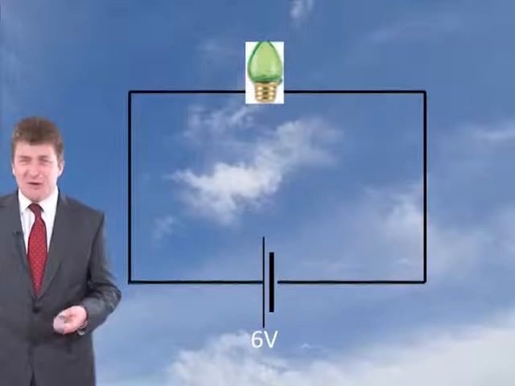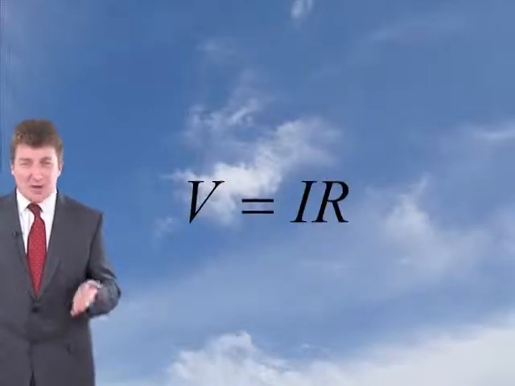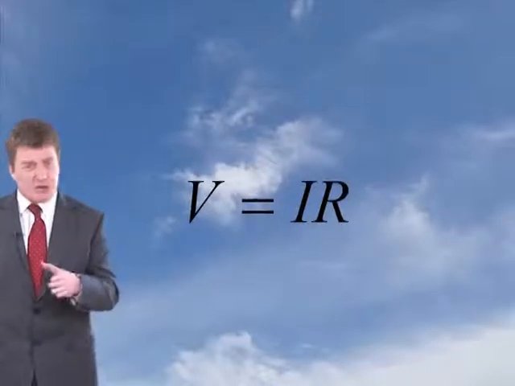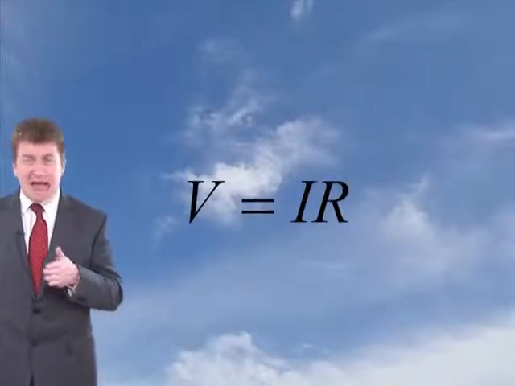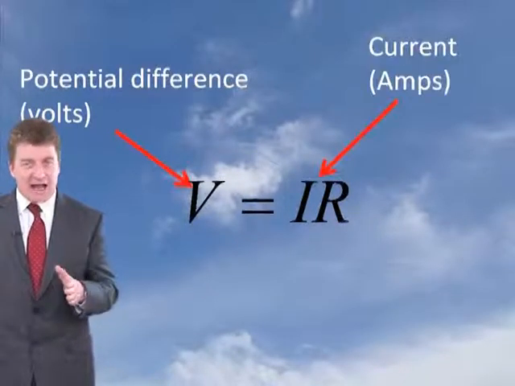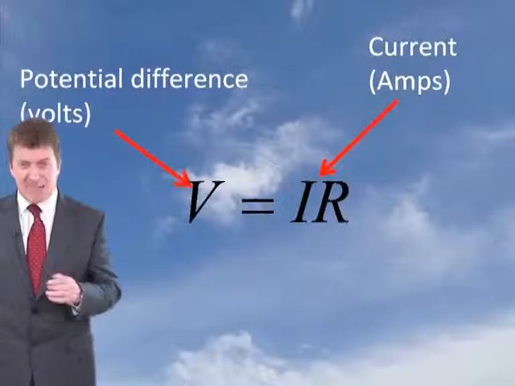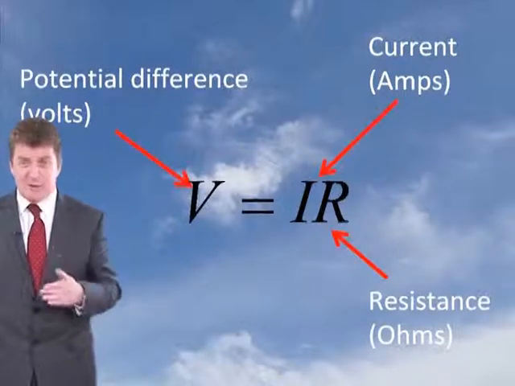So, how do you determine the current in a circuit? Well, this here is the formula which can be used to determine voltage, current and resistance. So you need to remember this formula. V equals IR, where V is the potential difference, or the voltage, I is the current, which is measured in amps, and resistance is measured in ohms. So that's V equals IR.